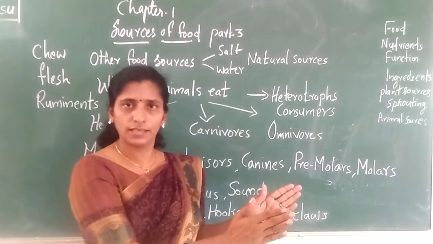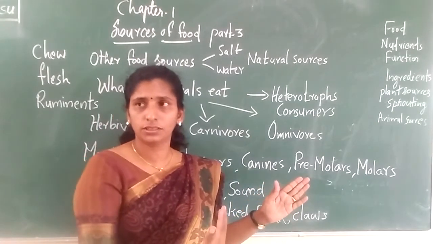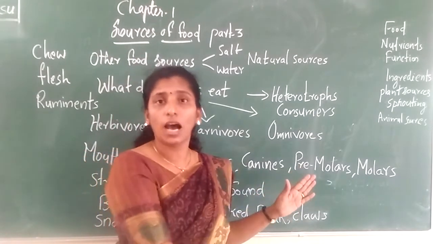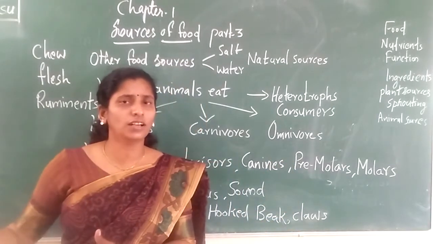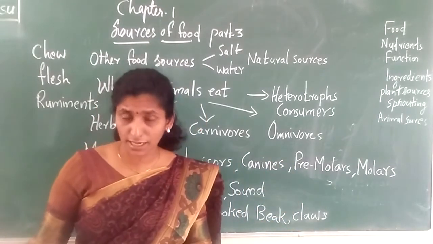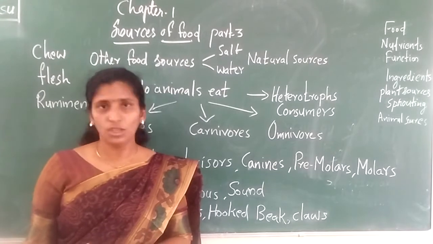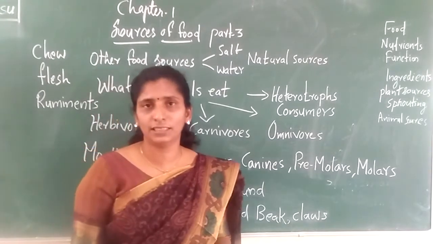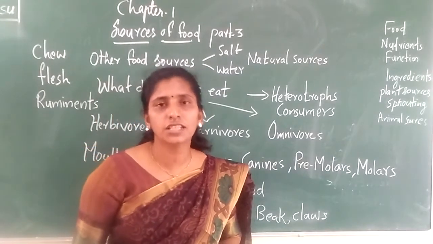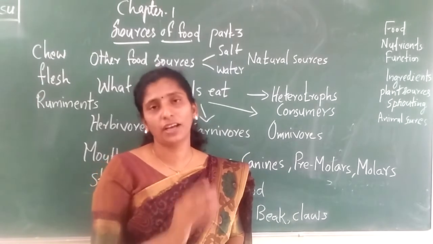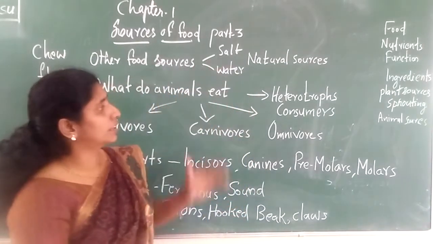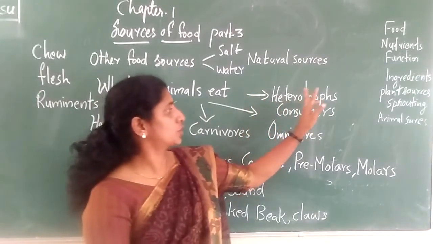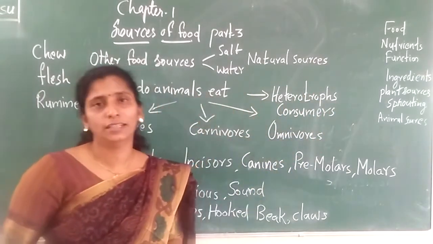And what are we? We are depending on others for food. Can animals be called autotrophs? No. So there will be another term. What is that term? Hetero. Heterotroph. Hetero means depending on others. So animals come under the category called heterotrophs.